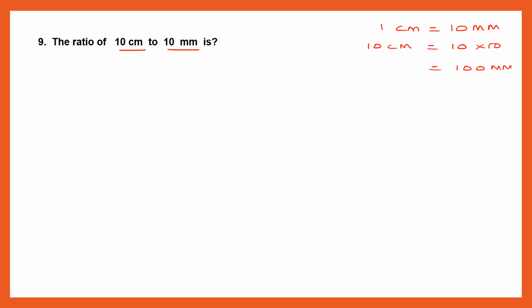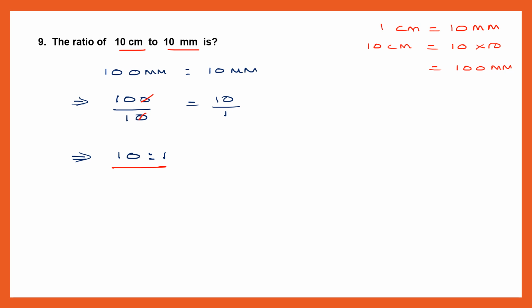So here, instead of 10 centimeters, I'm going to write 100 millimeters is to 10 millimeters. So we write it in the form of a fraction, 100 by 10. And then you can cancel 1 0. So what do we have here? 10 by 1. If I have to write it as a ratio, I should write 10 is to 1. So this is my final answer.